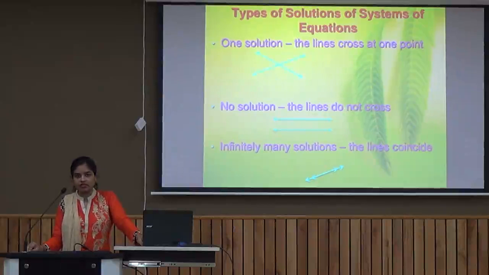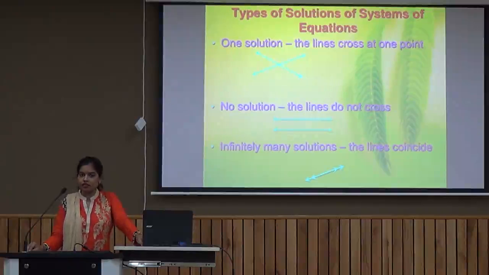So there are three cases. Either the lines have one solution, that is a unique solution. Second is no solution, no common values of x and y. Third is infinitely many solutions. That means they have a number of common x and y values.